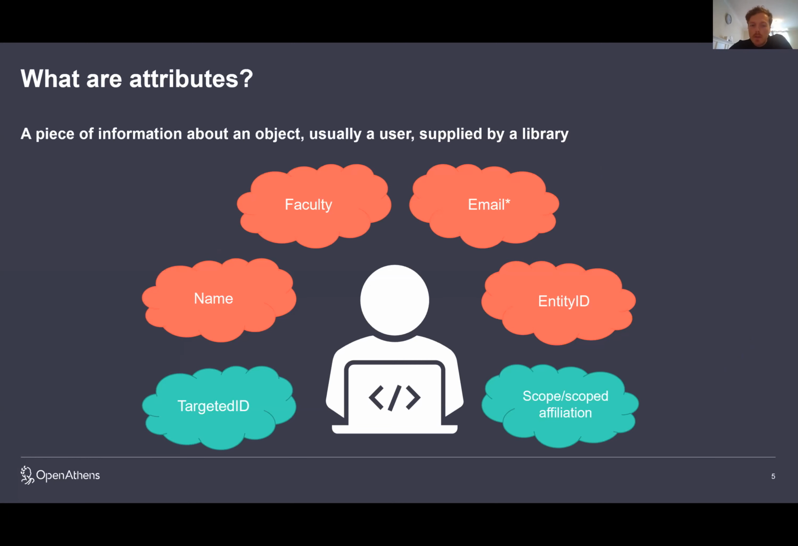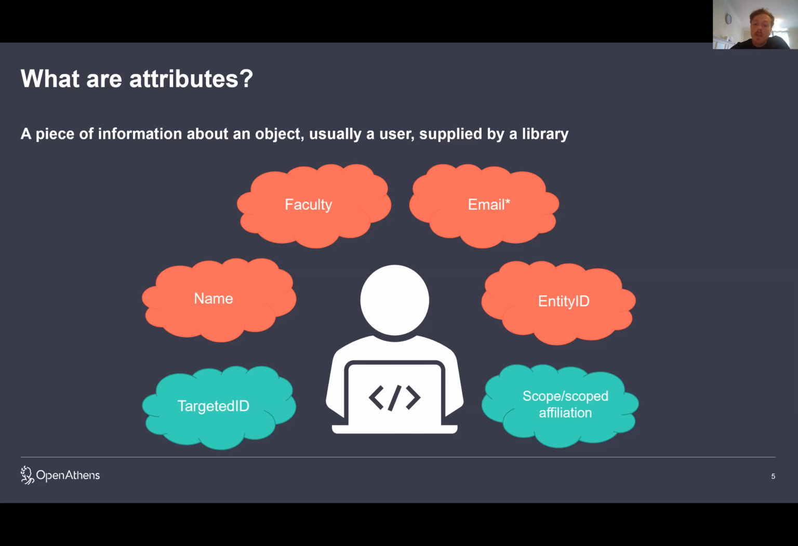So what are attributes? Put simply, they're information about a user that is supplied by a library. Every time a user logs into your platform through OpenAthens or another SAML service, you receive information about that user and where they're from. What information is released is defined by the librarian or the administrator at the user's organization.